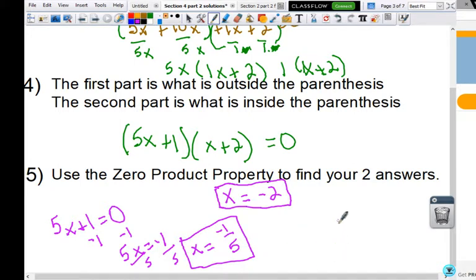So my 2 answers are x equals negative 2 and x equals negative 1 over 5. And if you wanted to, you could have written it like negative 2, negative 1 over 5 if you want. Either one of those is fine. Doesn't really matter.